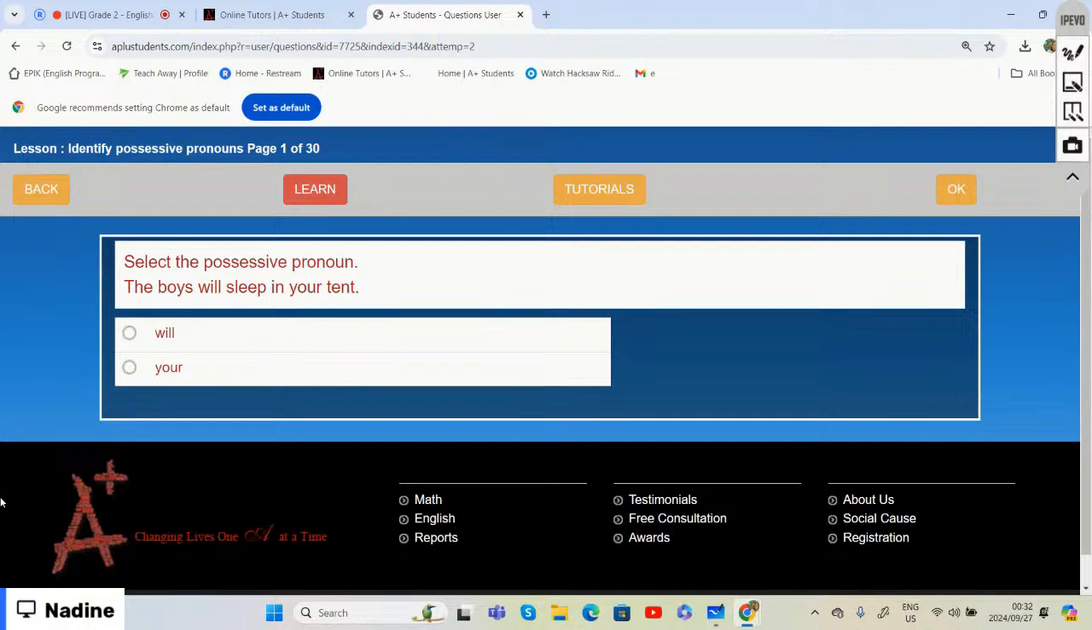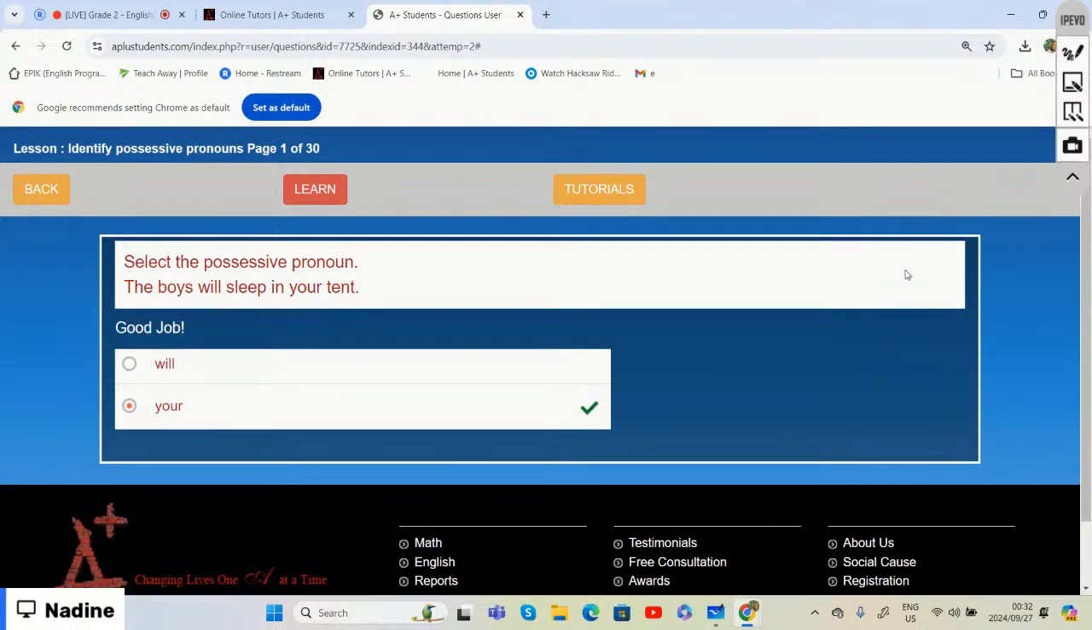So the boys will sleep in your tent. Option one or option two? All right, if we choose the correct option, then we can say the boys will sleep in your tent, which means that our possessive pronoun will be your. All right, yes, well done.